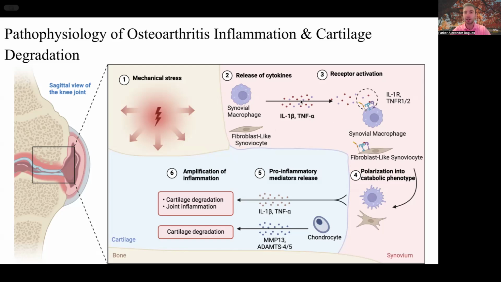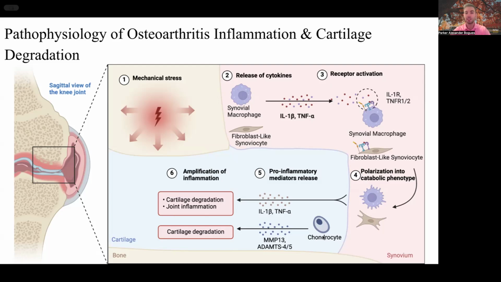These inflammatory cytokines in the synovium bind to specialized cells found in the synovium, two prime examples being a synovial macrophage and fibroblast-like synoviocytes. When these cytokines bind to these specialized cells, it turns them into a catabolic phenotype, catabolic meaning that they're in a breakdown state. And in the cartilage, this is going to cause a further release of inflammatory cytokines, which lead to joint inflammation and over time cartilage degradation.